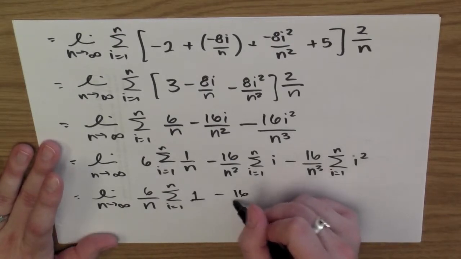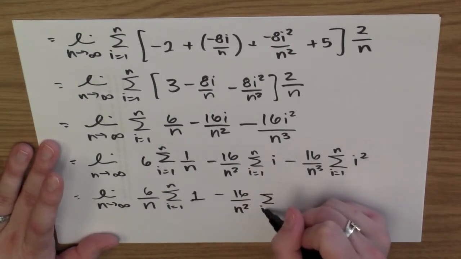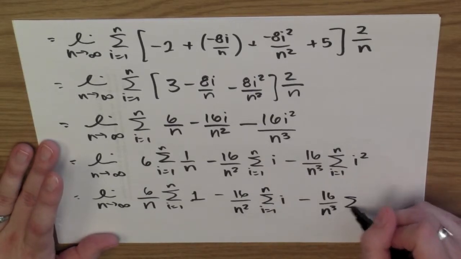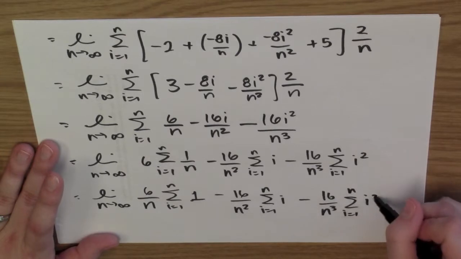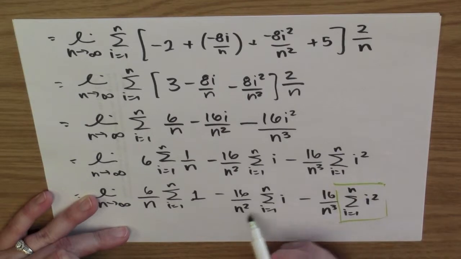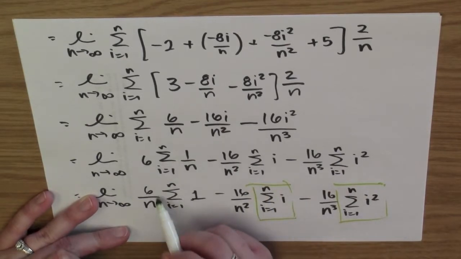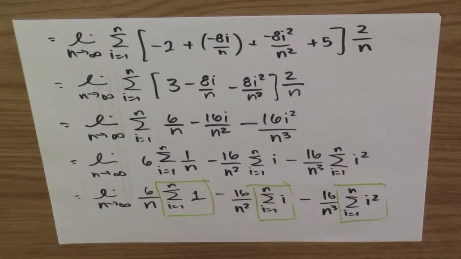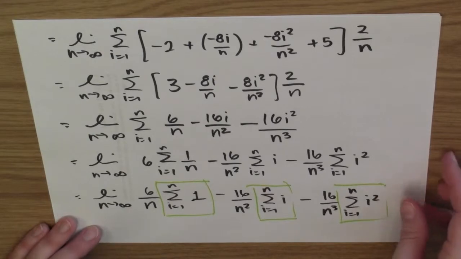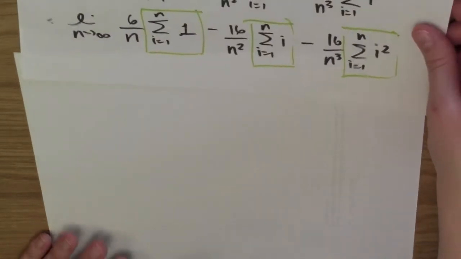So then I have minus 16 over n squared times the sum from i equals 1 to n of i, and 16 over n cubed times the sum from i equals 1 to n of i squared. And the good news is that this sum I have a formula for, this sum I have a formula for, and this sum I also have a formula for. Okay, so when you're doing these Riemann sum problems, you should end up eventually, at least if we're asking you to do a lot of calculation, with some sums that you already know how to evaluate. All right, let's keep going.